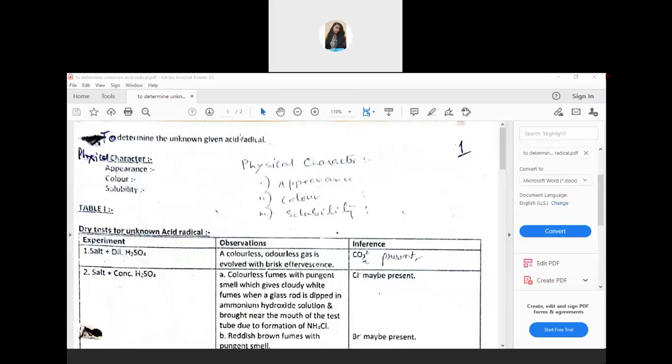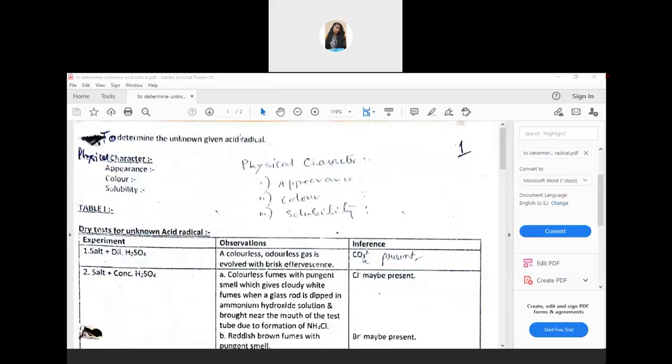Okay, to determine the unknown acid radical from a given salt. From experiment number 4, all of you have known that a salt has an acid radical and a basic radical. When they are together, then it will be a salt. So from the salt, in this practical you have to determine what acid radical can be present in it. The examiner will provide a salt, and first of all you have to see the physical character. Physical character means appearance, color, and solubility.